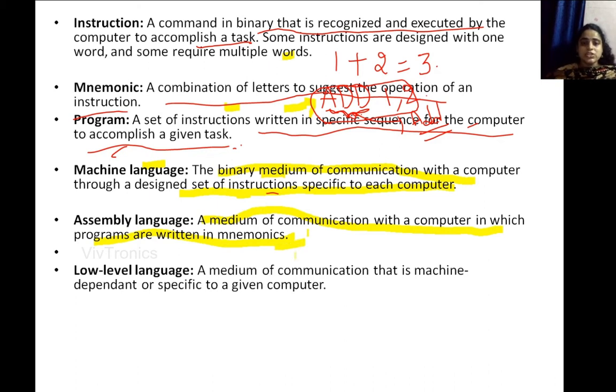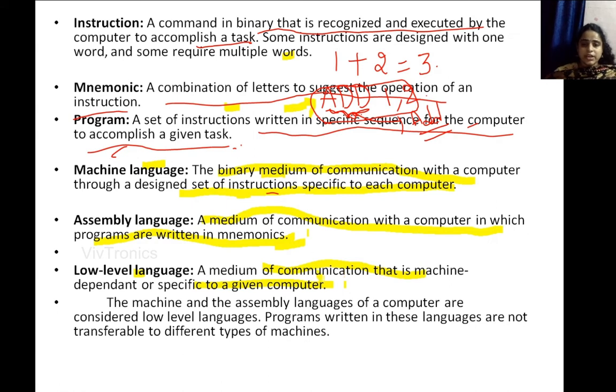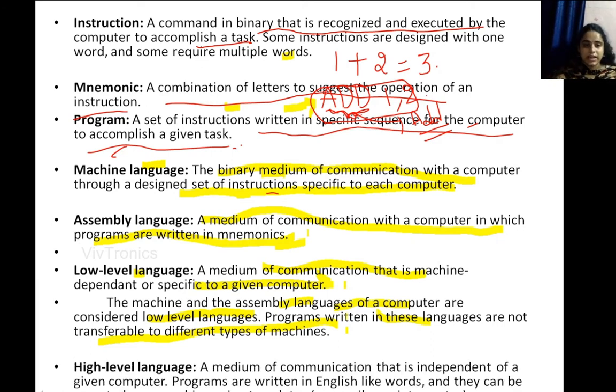Low level language is a medium of communication that is machine dependent, or specific to a given computer. The machine and assembly language programs of a computer are considered low level languages. Programs written in these languages are not transferable to different types of machines. So programs written in low level languages are restricted to machines, and they can't be transferred to another language.